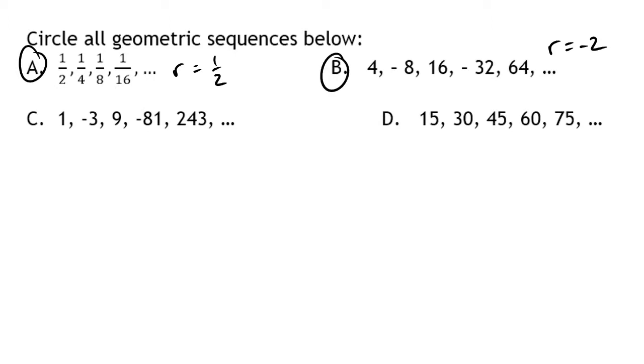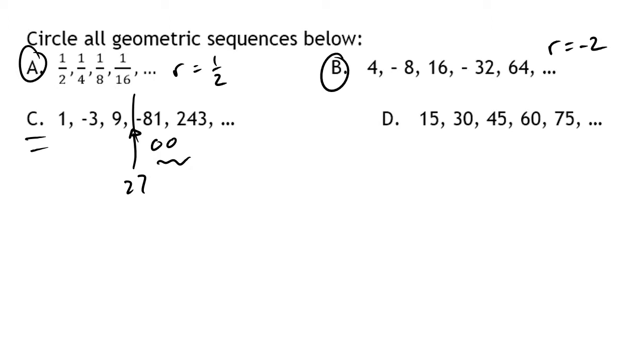Number C, let's see, 1 times 3 is 3, 3 times 3 is 9. 9 times 3 is not 81. 9 times 3 would be 27. So something happens in here. So this is not geometric. All I have to do is specify that there's not a common ratio here. Although the first 3 terms were hopeful, we can see that fell apart.